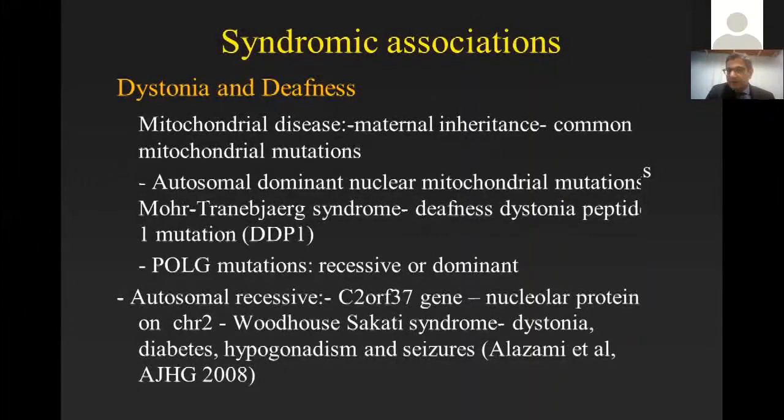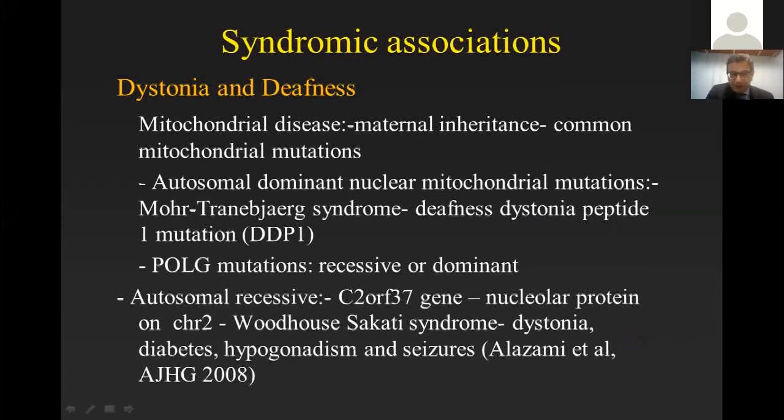Dystonia with deafness, mitochondrial disease becomes important. There are different forms of mitochondrial disease. It may be autosomal dominant, it may be mitochondrial and nuclear mitochondrial genes which are autosomal dominant, for example, autosomal recessive, and so on. So you're thinking about this.